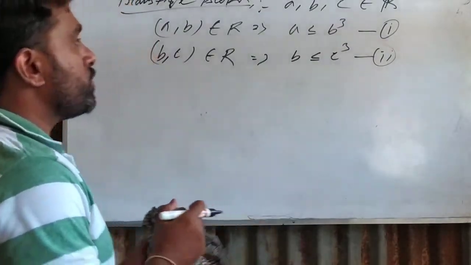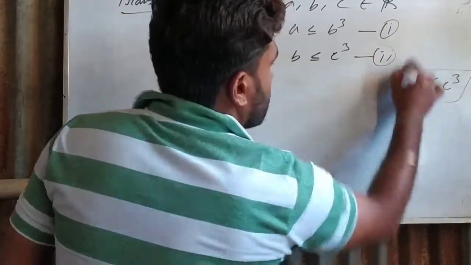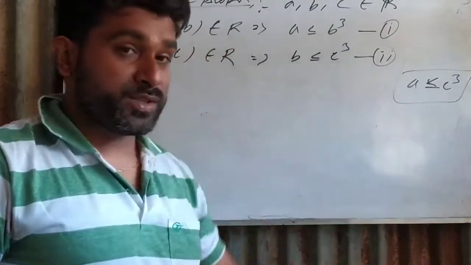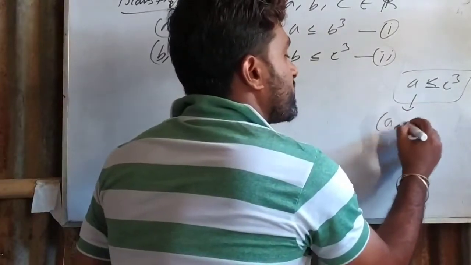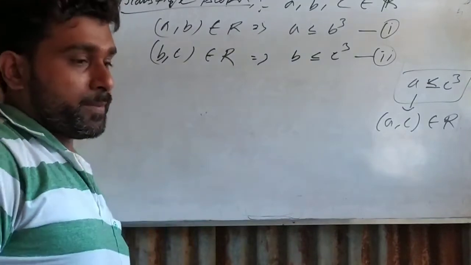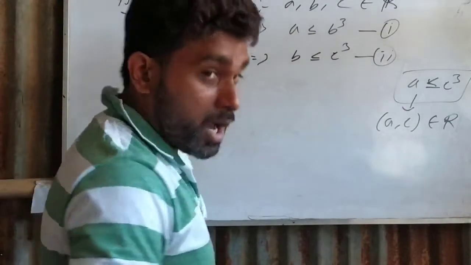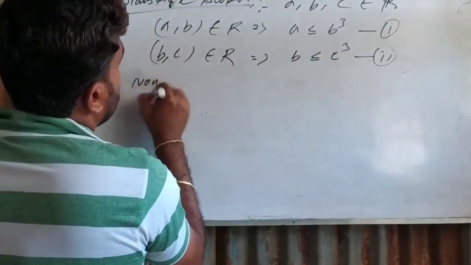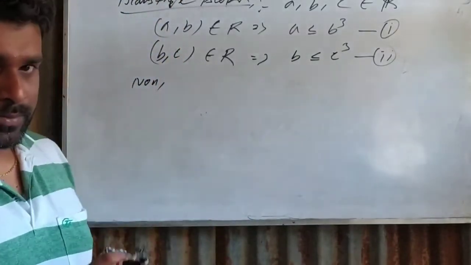Okay. So if you want to prove it, a ≤ c³ needs to be shown, right? And needs to be proved also. a ≤ c³. When this condition is satisfied, then this ordered pair (a, c) will belong to the relation set. But before proving this, I am not so sure that ordered pair (a, c) belongs to R or not. Okay. So here, a ≤ c³ needs to be proven.